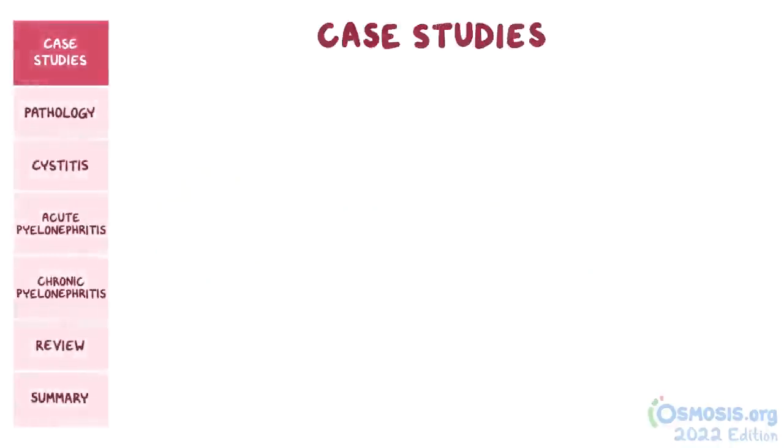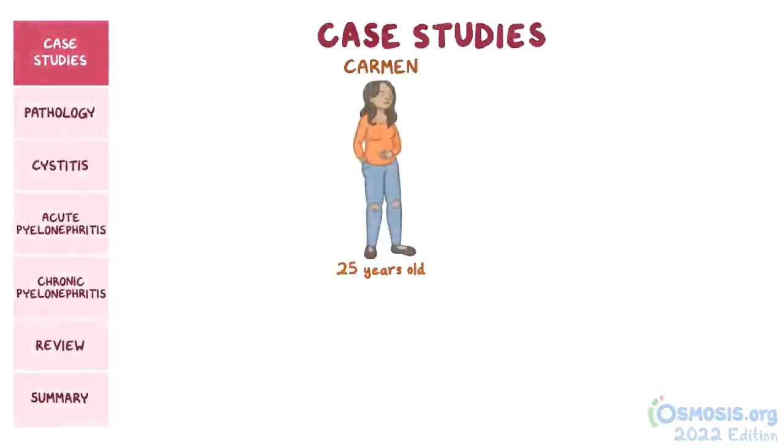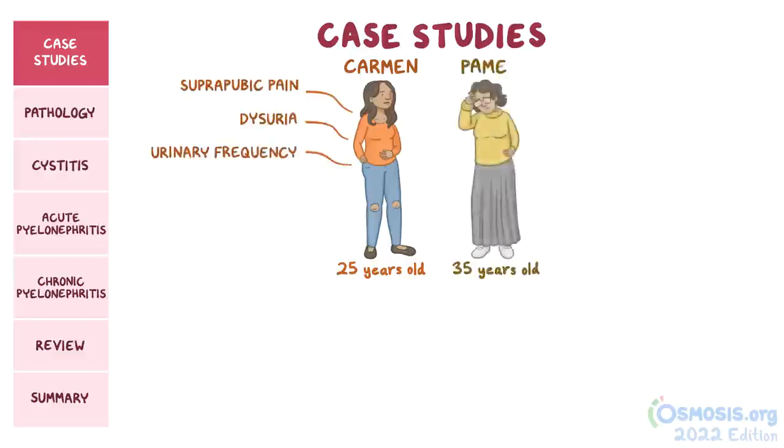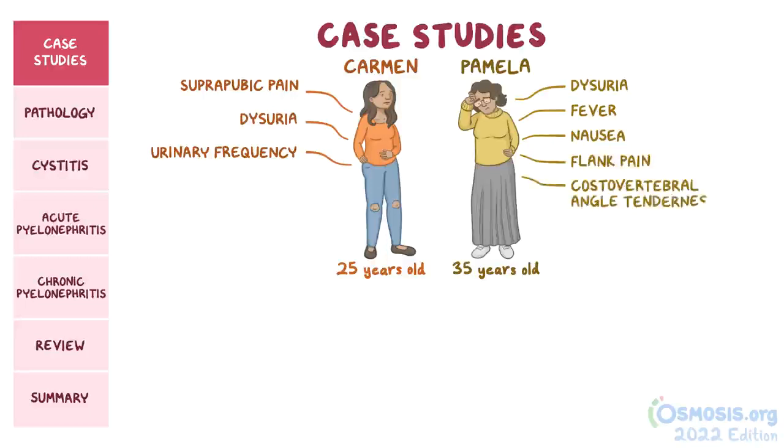Two people came to the nephrology ward. The first one is 25-year-old Carmen, who recently returned from her honeymoon and now complains of suprapubic pain, dysuria, and urinary frequency. The other one is 35-year-old Pamela, who has had dysuria, fever, nausea, and flank pain for the past 2 days. On physical exam, she has costovertebral angle tenderness.